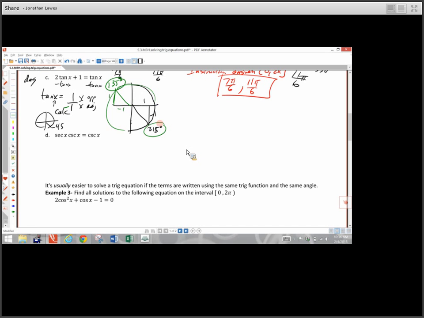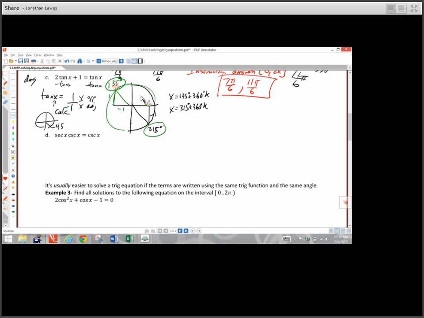Now, we have to say how often they repeat. So we could do this. Please don't write this down. Just watch. On the ones above, we said one of the answers is 135, and then we added 360K. And the other answer is 315, and we added 360K. Let's stop and think about that for just a second. Is that the best way to write these? I don't know about this, but there's an easier way.